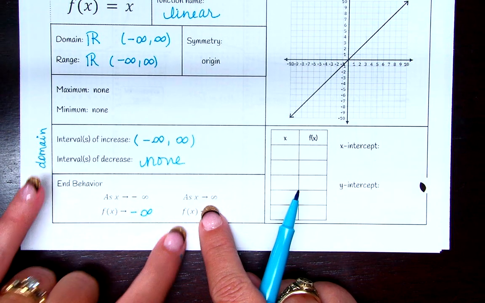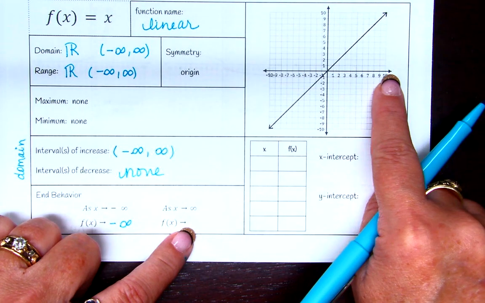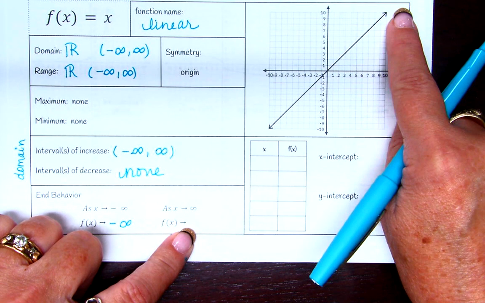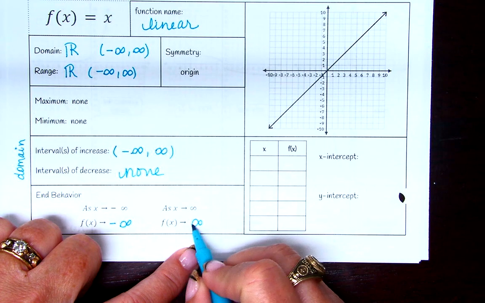Okay? So as I'm moving to the right, where is the graph going? Up to where? Yeah, infinity. Very good.